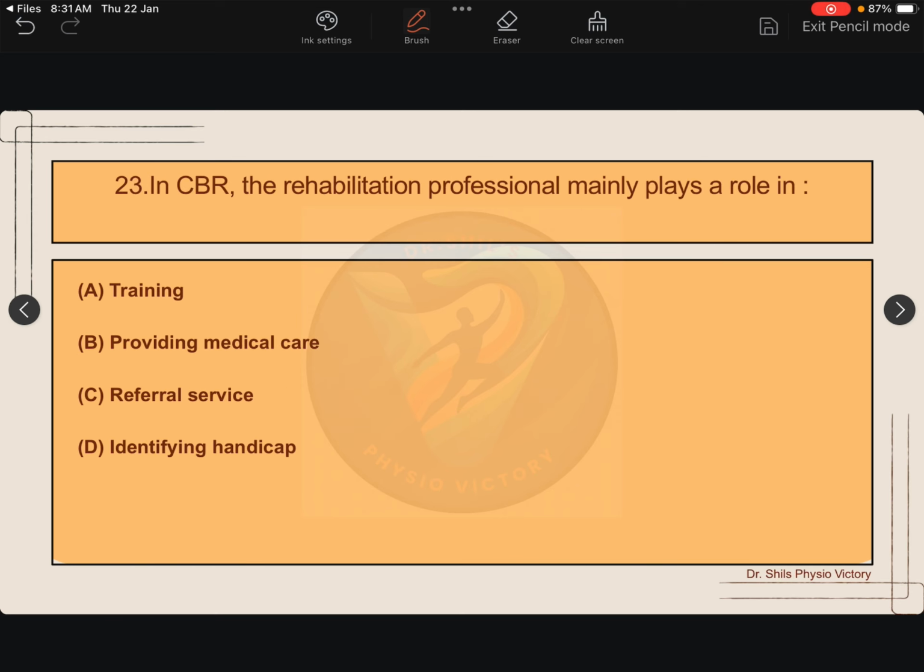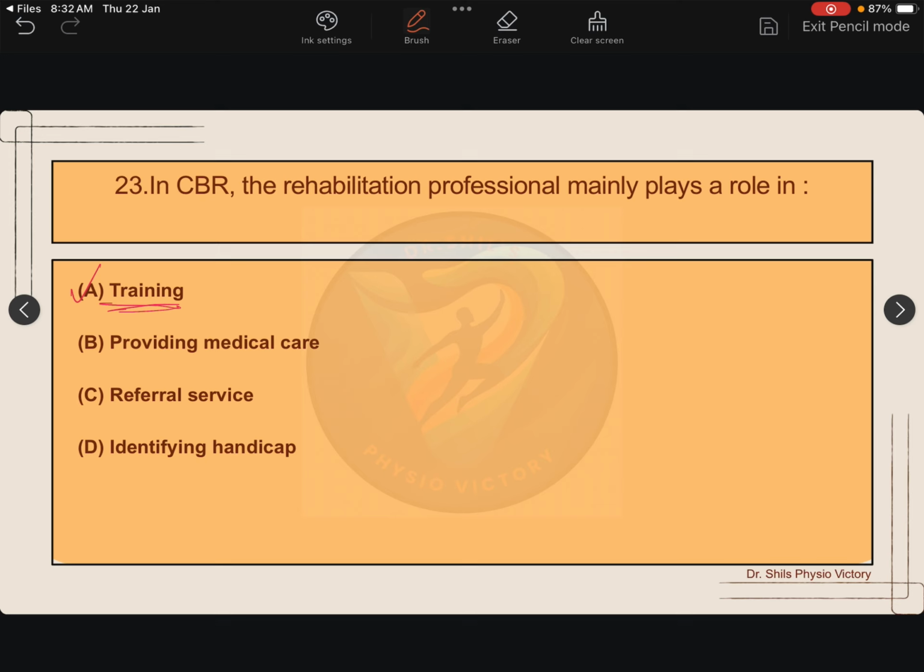Next, come to question number 23. In CBR, the rehabilitation professional mainly plays a role in option A, training, option B, providing medical care, option C, referral services, and option D, identifying handicaps. Here, the correct answer is option A, training.